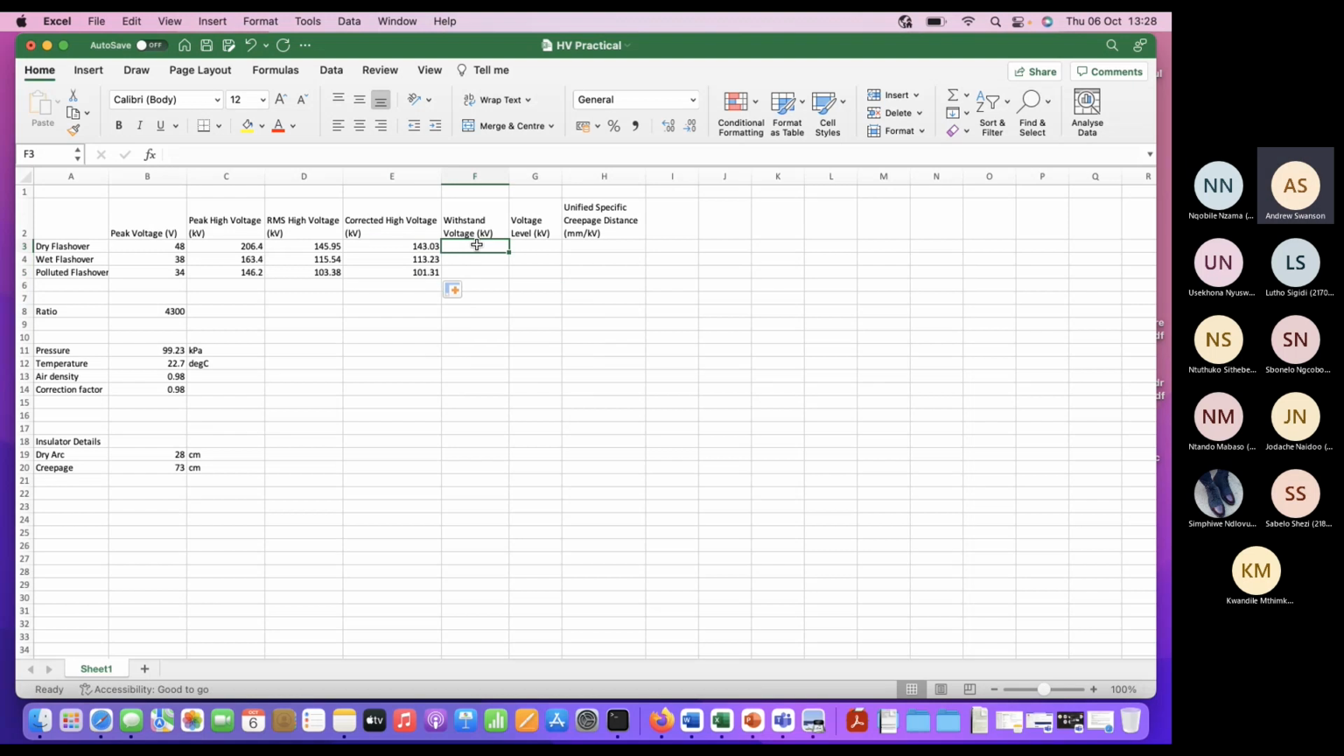Right, so now we've got our corrected values, and we wanted to understand what the withstand voltage is. So these are flashover values. A withstand voltage means that it does not flash over. So the withstand voltage has to be below those. Can't be above those because it's flashed over. It's broken down in air.